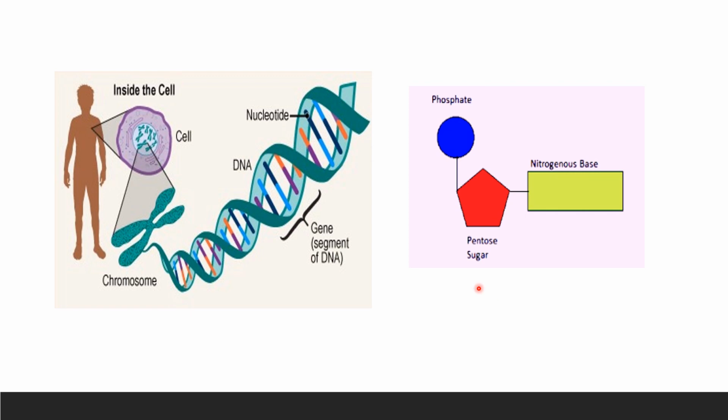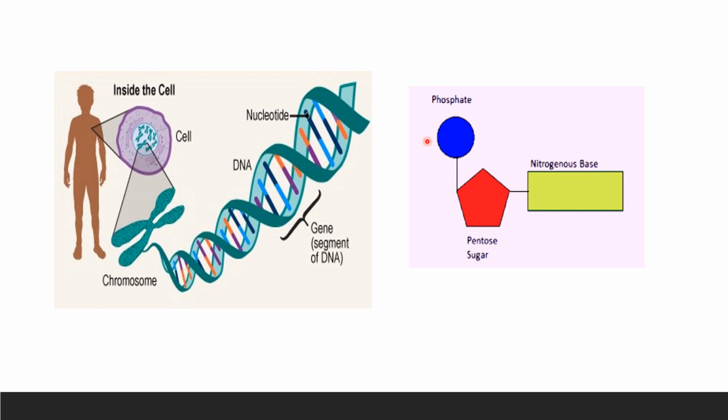In the last video we talked about this nucleotide. A nucleotide is made up of three things. Number one is this, the nitrogen base. Number two, the pentose sugar. And in the case of DNA, which sugar is used? That is the deoxyribose sugar. And the third one is the phosphate.